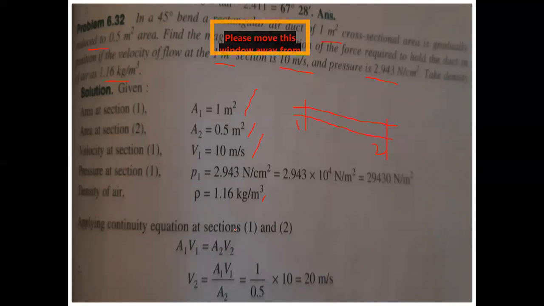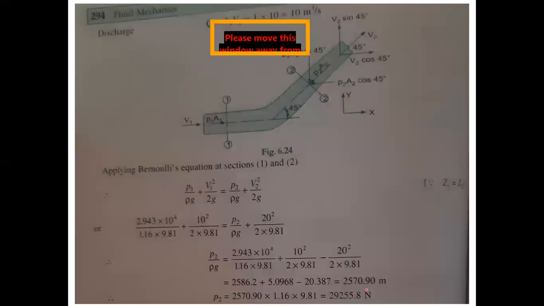We don't have the velocity; V2 is needed. Since there are different diameters, the area, velocity, diameter and pressures are all separate. So we have to use this formula. Continuity equation: A1 V1 is equal to A2 V2. Therefore V2 is equal to A1 V1 by A2, that is equal to 20 meters per second. That is the value you got from the continuity equation.